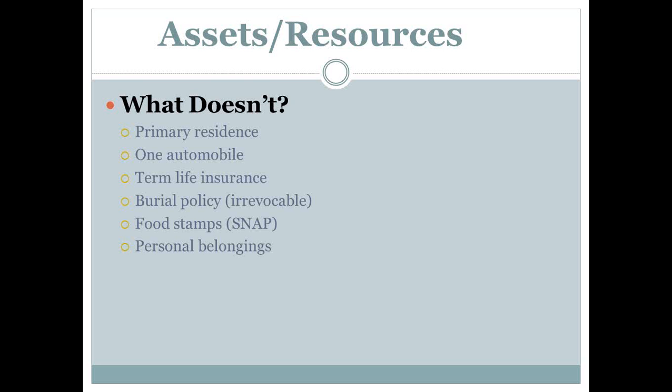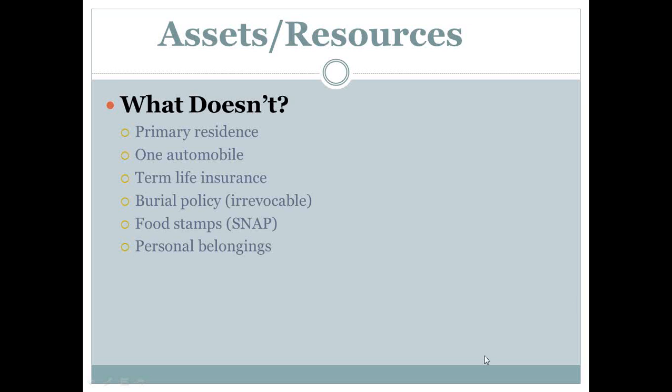Other things that don't count towards assets and resources or income would be food stamps. A lot of people will have some money remaining each month on their SNAP card, their food stamp card. So maybe they have $100 or $200 on there. Even if they've saved that amount of money on there, that's not considered an asset or a resource. And then, of course, personal belongings. Your antiques in the house or your big diamond ring, that kind of thing, isn't considered an asset because that's considered your personal property.